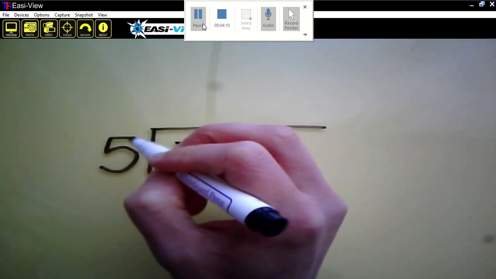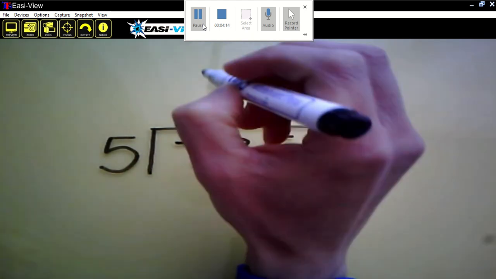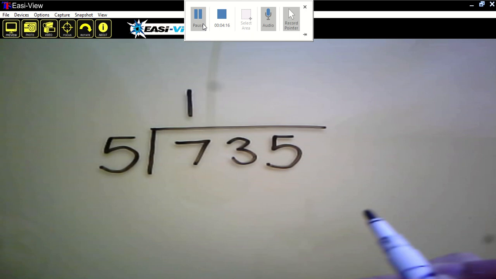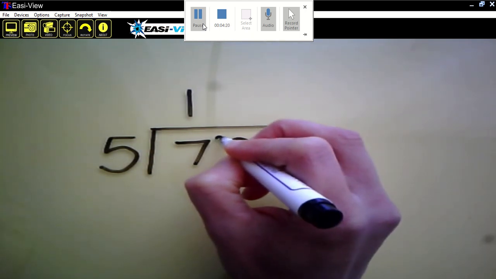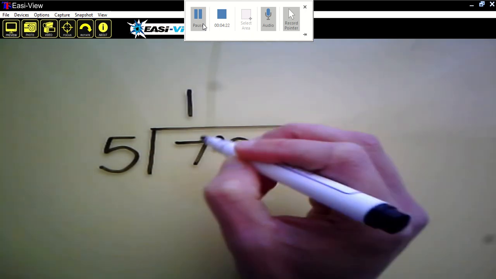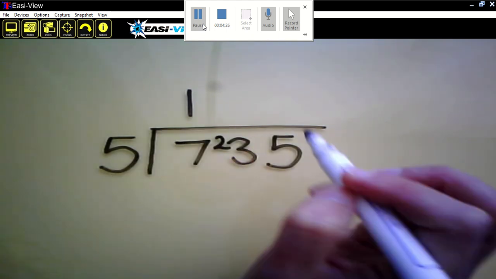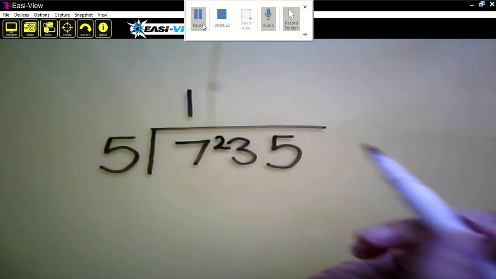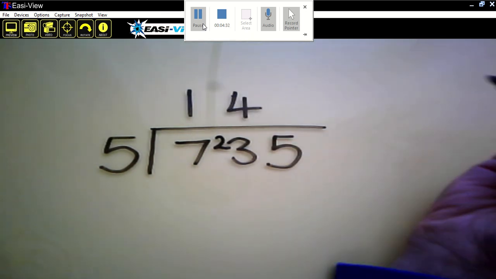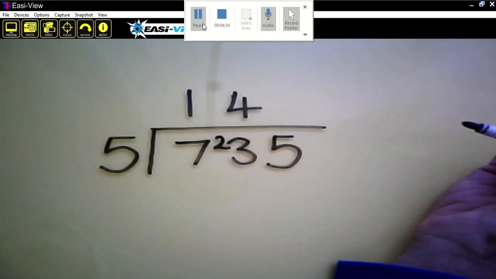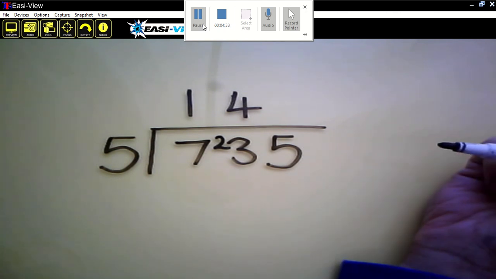Okay, so we're looking at how many whole groups of 5 we can make with our 700s, and we can make one whole group. We've got 2 of those hundreds left over, so they go into our tens column, so we now have 23 tens. How many whole groups of 5 can we make with our 23 tens? In your 5 times table, you can make 4. Does it go in equally? It doesn't. You do have some tens left over.